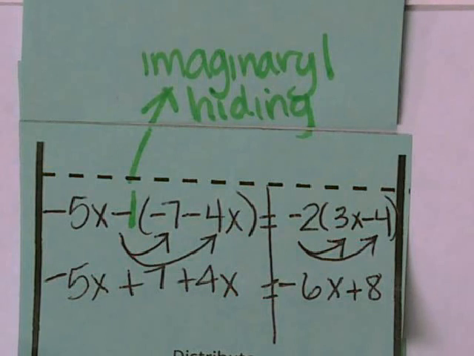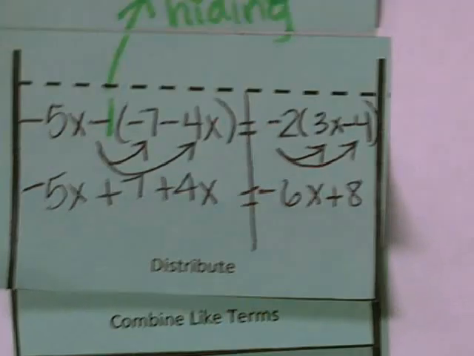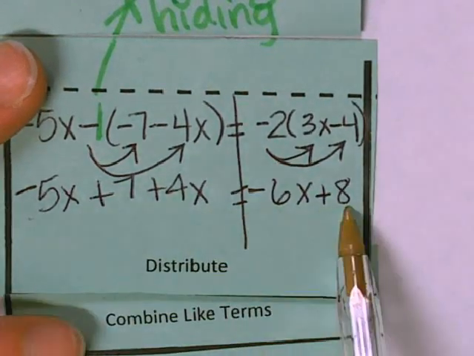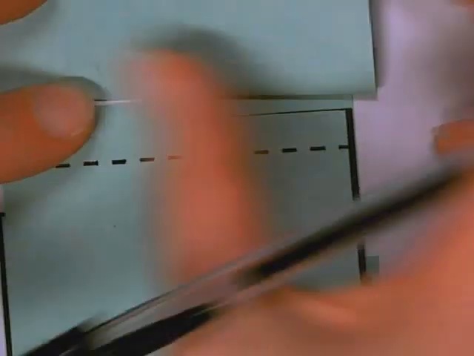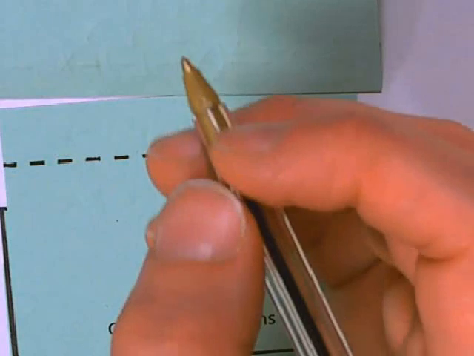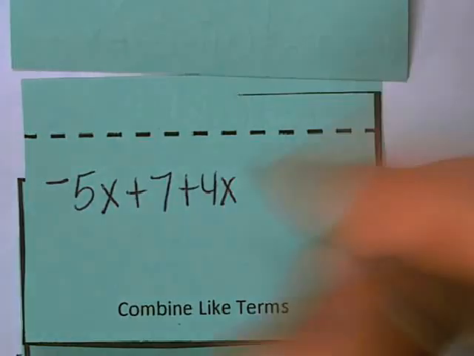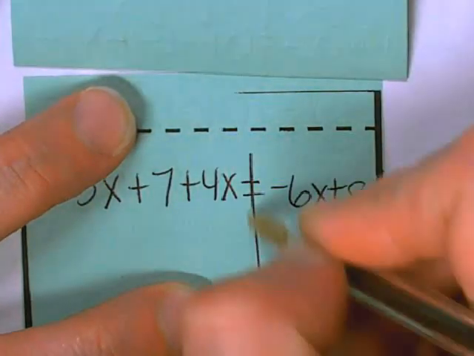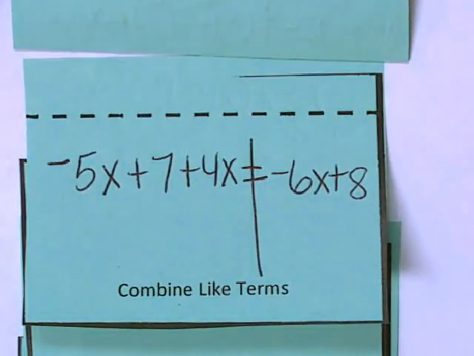Okay. The one thing that sort of sucks a little bit about this foldable is that we have to copy this equation down every time we turn the page. So we're going to copy this line right here. We're going to copy it on the next page. Okay? So we're showing it step by step. So we're at negative 5x plus 7 plus 4x equals negative 6x plus 8. Draw your line to separate the sides.